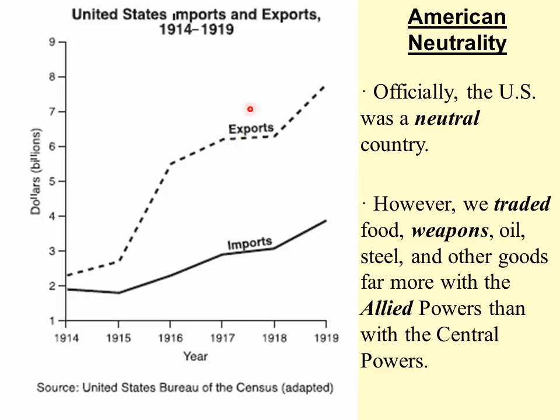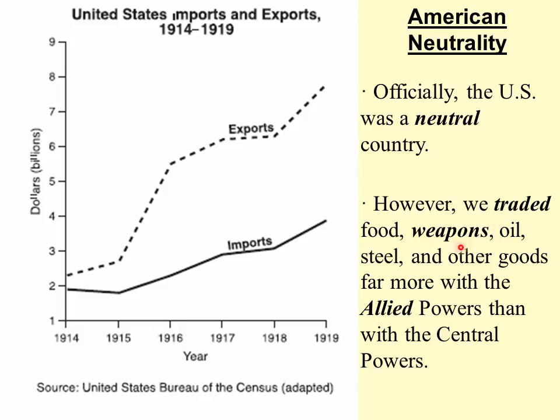So exports are where you ship products that you make in your country out to other countries, and they buy it from us. And imports is where we get money or get products from other places. So this right here, you need to write this as well, or paraphrase it.